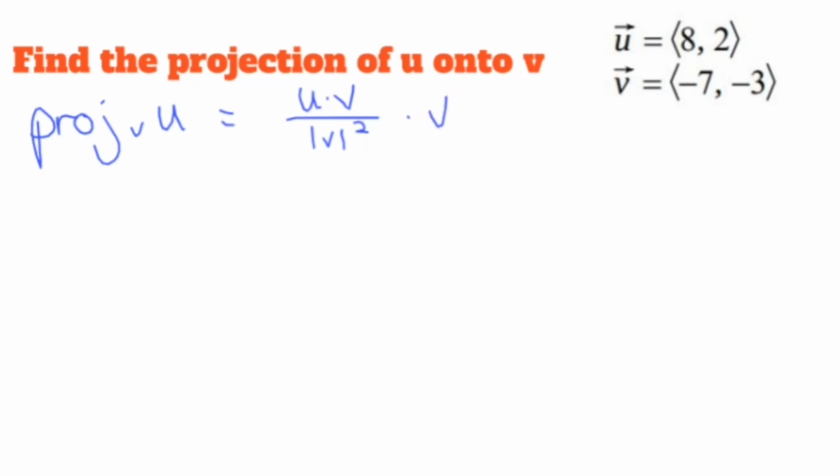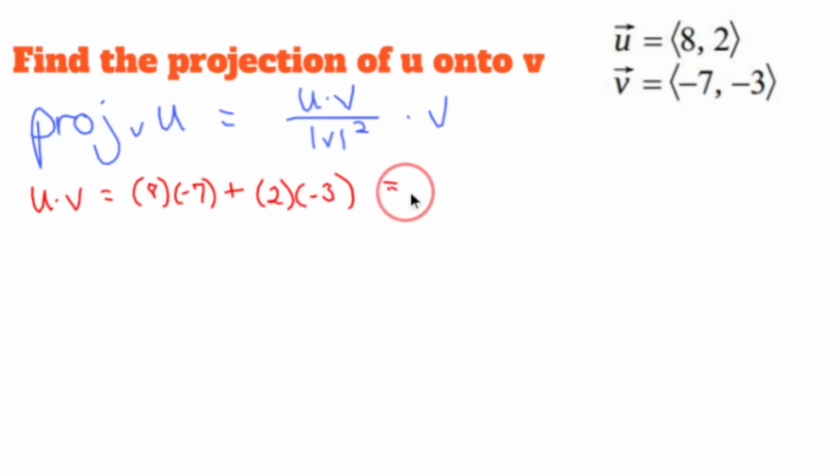Okay, so first things first, let's find out what the dot product of U and V is. So 8 times negative 7 plus 2 times negative 3 ends up being negative 56, negative 62. So there's the top part.